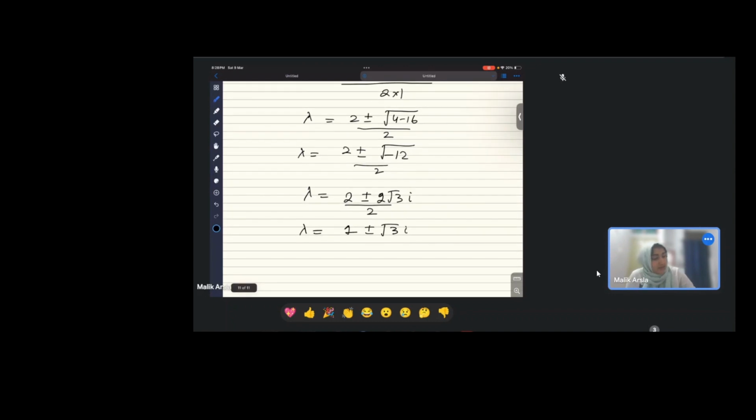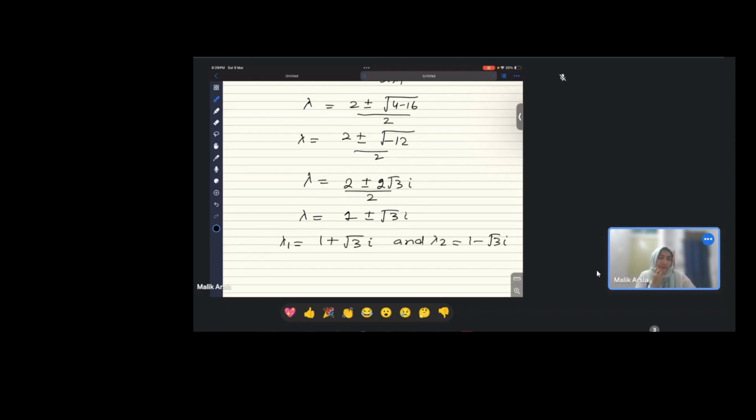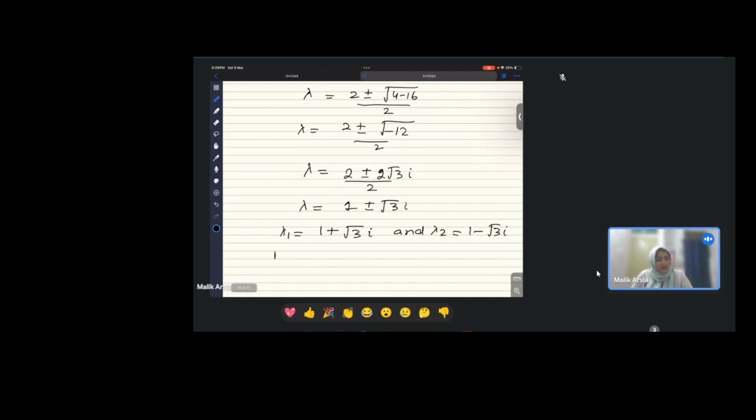Lambda 1 is 1 plus root 3 iota and lambda 2 is 1 minus root 3 iota. So what is the magnitude of lambda 1? It will be the square root of 1 square plus root 3 square, which is under root 4, which will be 2. And here also it will be the same; lambda 2 will be 2.